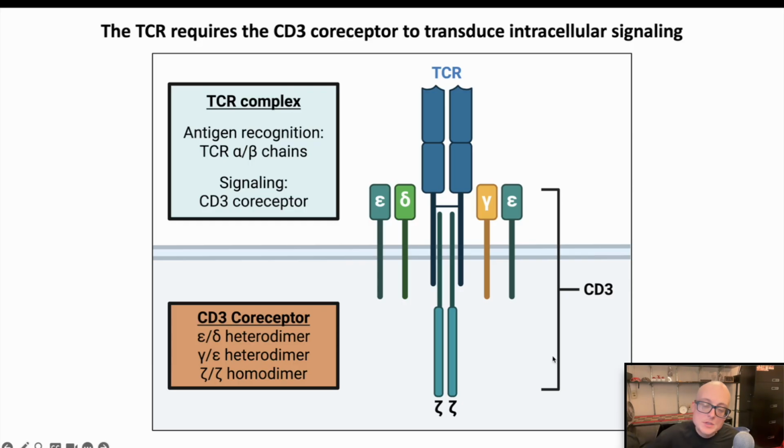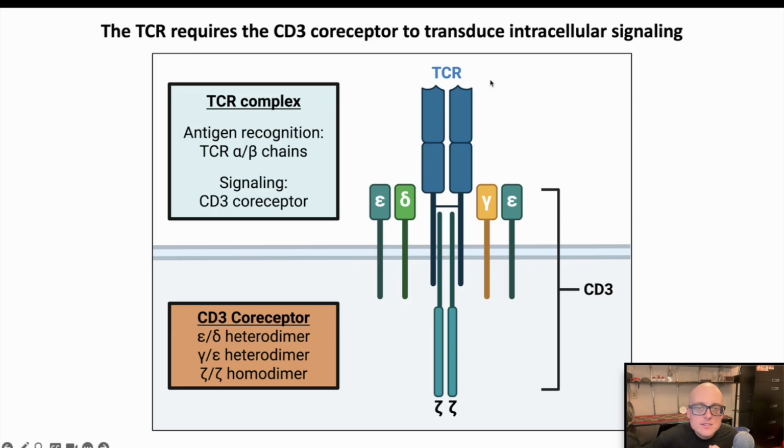And the CD3 co-receptor is a bit of a complex structure. It contains three different dimers. There's a heterodimer of what we refer to as epsilon and delta chains. There's another heterodimer of gamma and epsilon chains. And then finally, there is a homodimer of zeta chains, as they are called. This is the Greek symbol for zeta. Notice that these molecules have cytoplasmic tails that extend deeper or sort of further into the cytoplasm, especially the zeta chains. And their positioning in the cytoplasm is actually what allows the overall TCR complex to actually transduce intracellular signaling.